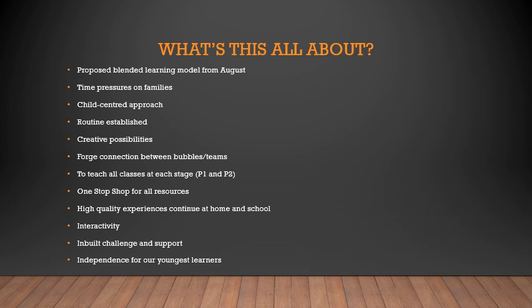It's going to be interactive for the children. We can also include challenge and support, and I'll show you how to do that. And it's also that independence for our youngest learners, and that's why in this model I'm going to keep it really simple, thinking about our primary 1 to 3 children.